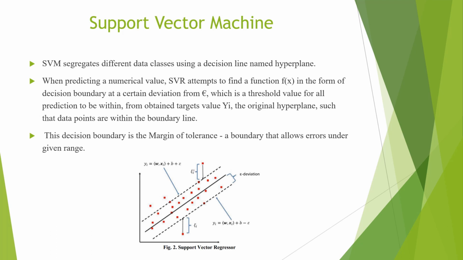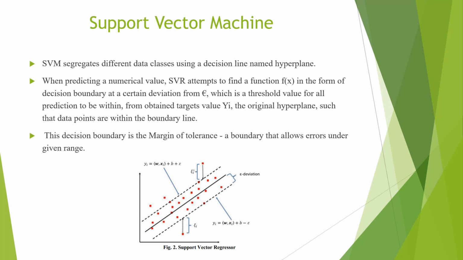When predicting a numerical value, support vector machine attempts to find a function f(x) in the form of a decision boundary at a certain deviation epsilon, which is the threshold value for all predictions to be within from the obtained target value, around the original hyperplane, such that data points are within the boundary line. This decision boundary is the margin of tolerance, a boundary that allows errors under a given range.